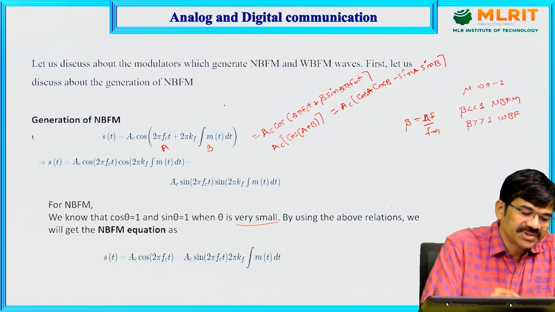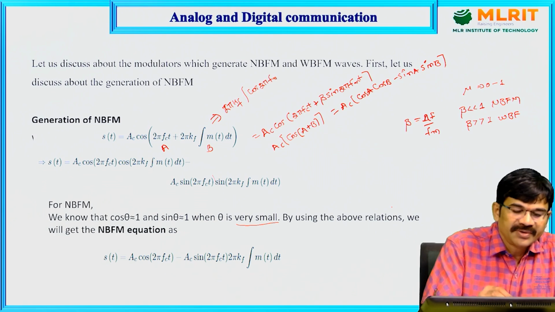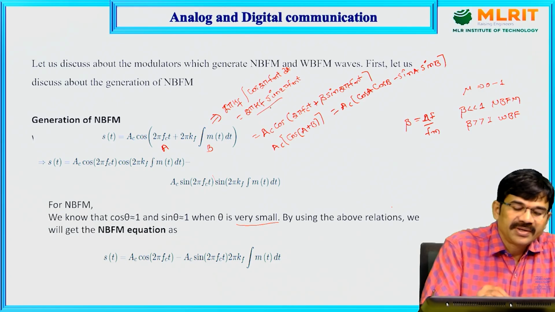The integral of cos is sine. So 2 pi kf times the integral of cos 2 pi fm t dt is 2 pi kf times sin 2 pi fm t divided by 2 pi fm. The 2 pi cancels.